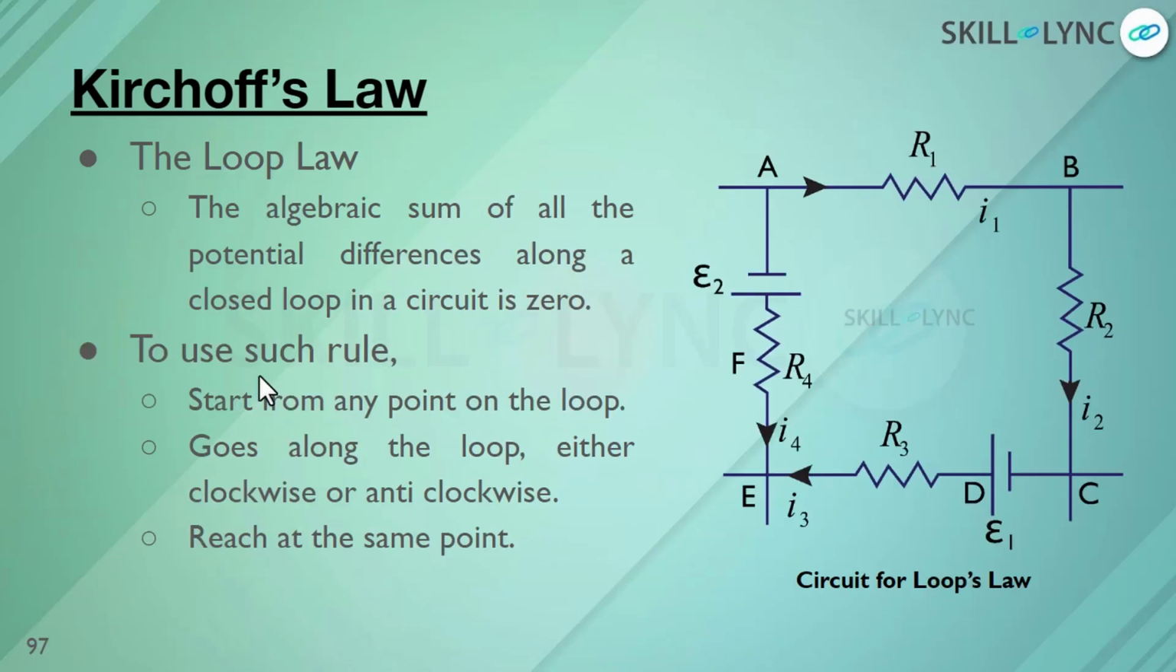The second part of Kirchhoff's law is the Loop law. The Loop law states that the algebraic sum of all the potential differences along a closed loop in a circuit is 0. To use such a rule, the basic things to keep in mind are: start from any point on the loop, go along the loop either clockwise or anti-clockwise, and reach the same point after completing the whole loop.